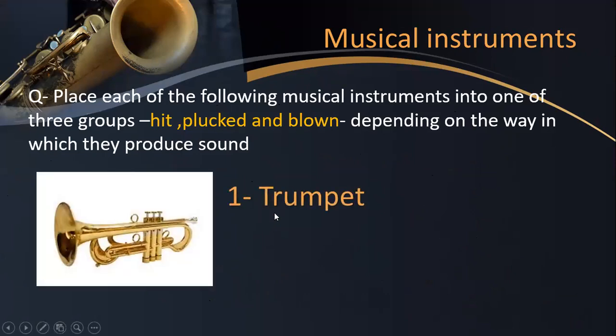First instrument is trumpet. Okay, here we have Jana Ahmad. Blown. Blown. Excellent. A trumpet produces sound by being blown. Okay, next question.